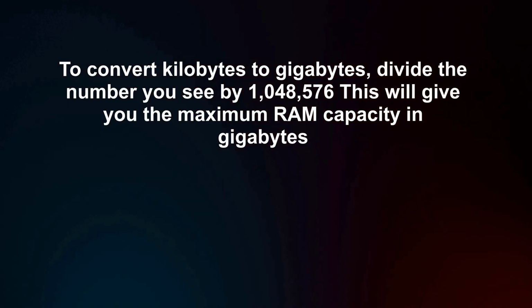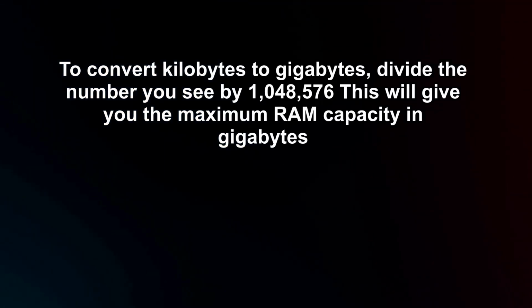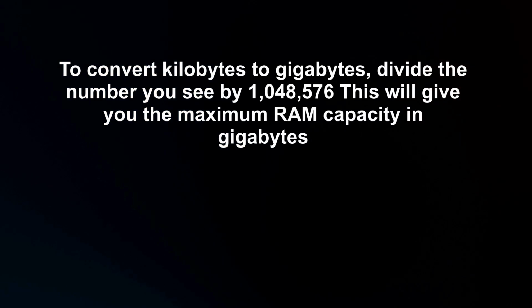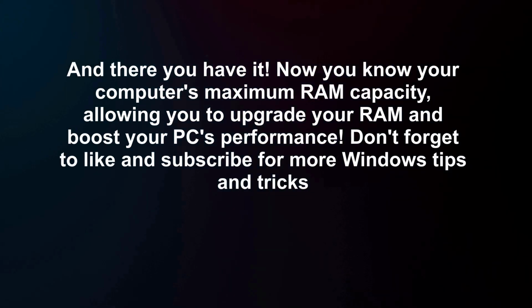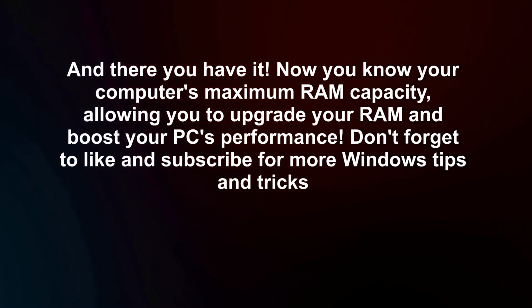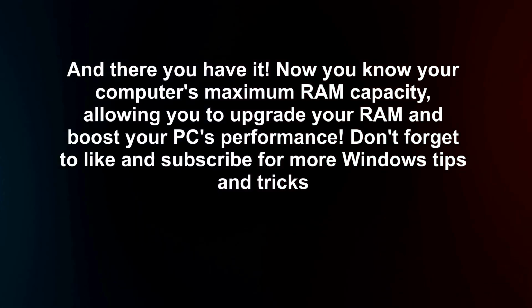To convert kilobytes to gigabytes, divide the number you see by 1,048,576. This will give you the maximum RAM capacity in gigabytes. And there you have it. Now you know your computer's maximum RAM capacity, allowing you to upgrade your RAM and boost your PC's performance.